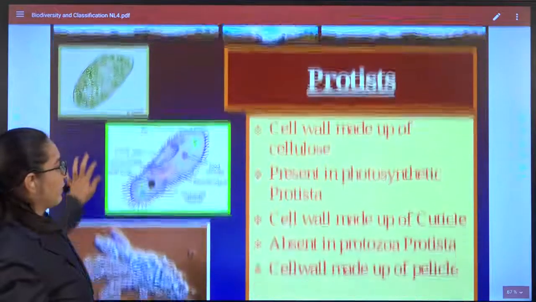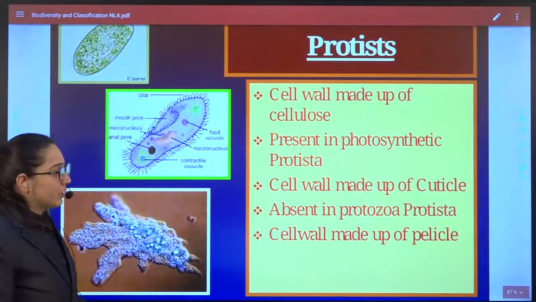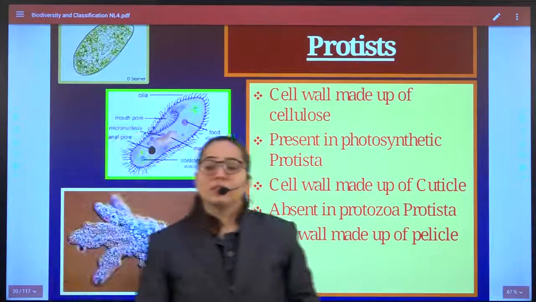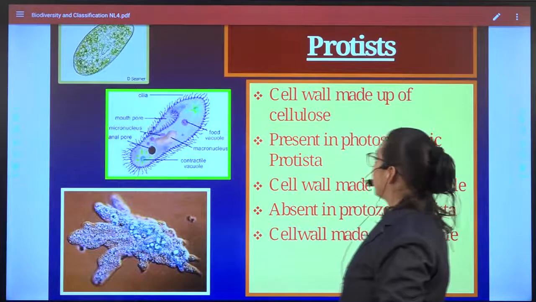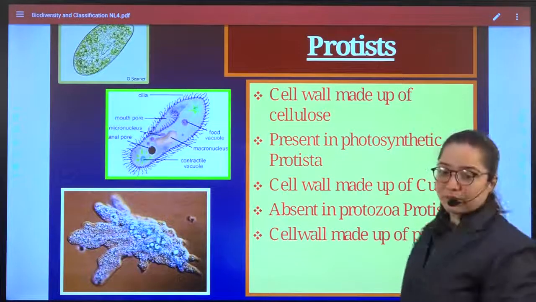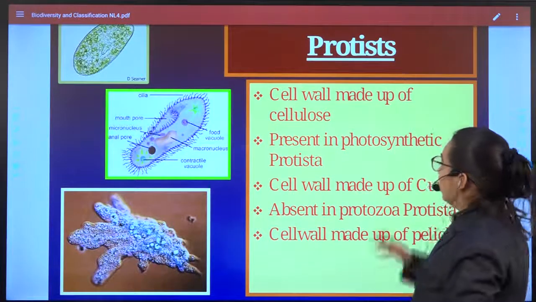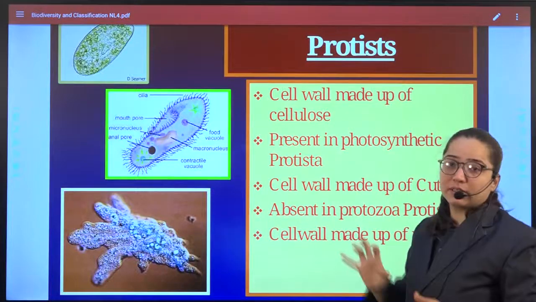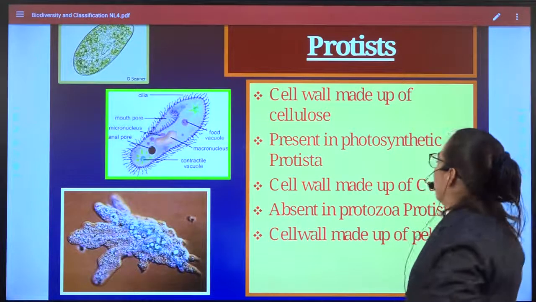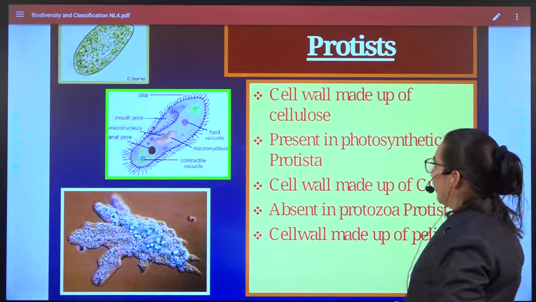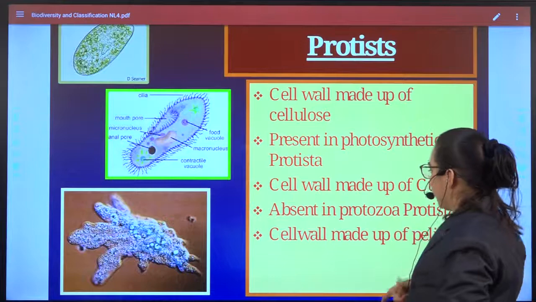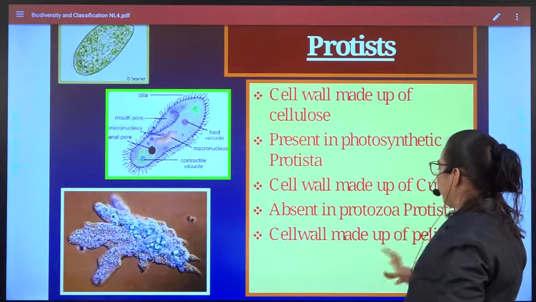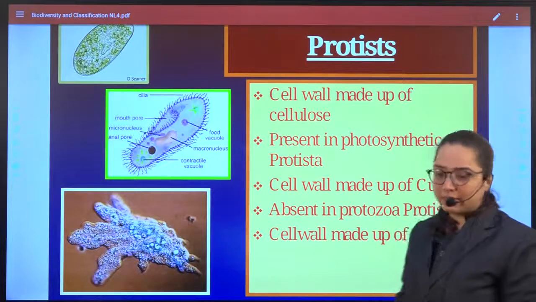These are a few different characteristics. The cell wall in Protista is made up of cellulose. It is present in all the photosynthetic Protista. That means cellulose is present in it, and the cell wall may be made up of cuticle. It is absent in protozoan Protista, and sometimes it is also made up of pellicle.